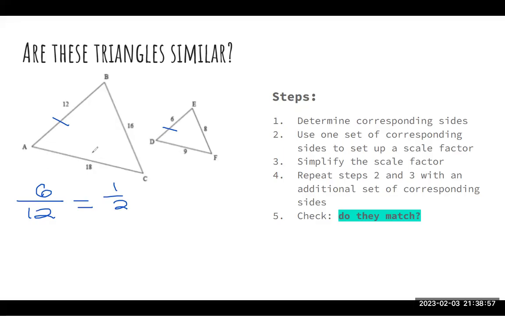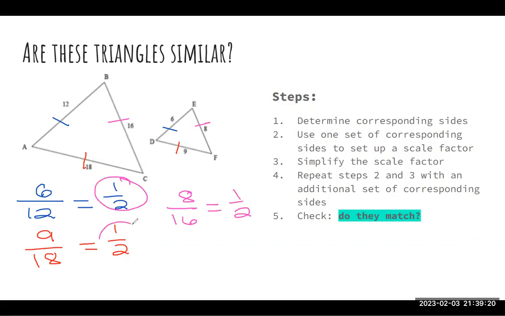We are now going to pick another side and do it again. So we can pick this 9 and this 18. So 9 over 18. Again, we can simplify that to 1/2. Just to be sure, we're going to go ahead and do it to the third side. So we have the 16 and the 8. 8 over 16, this also equals 1/2. So we can see here that all three of these are 1/2. So yes, they all match. These triangles are similar.